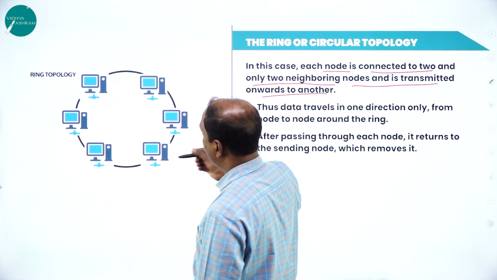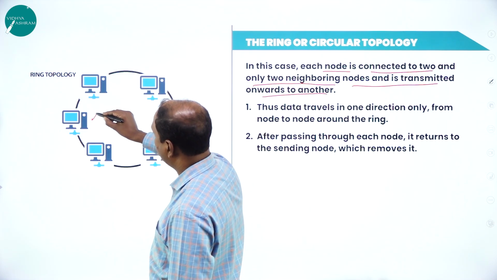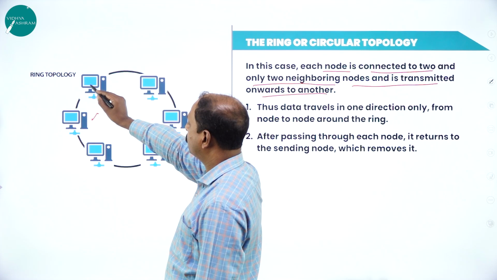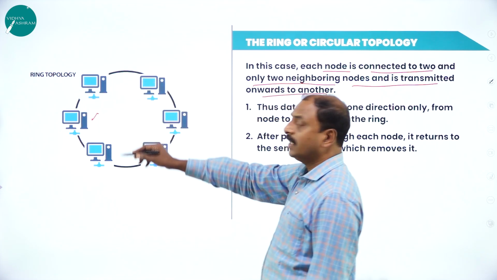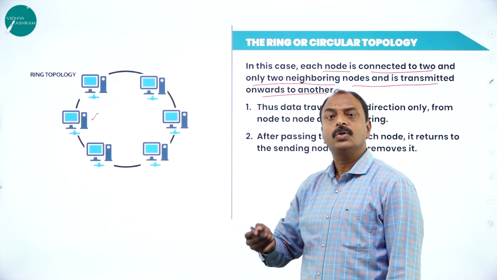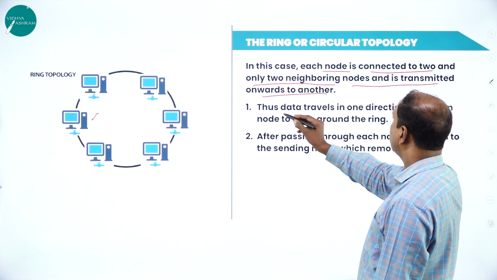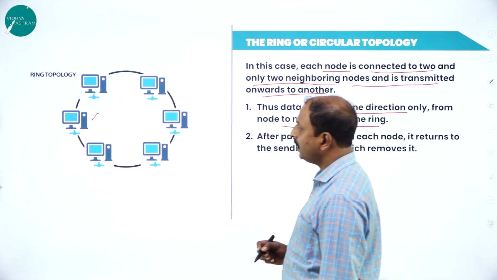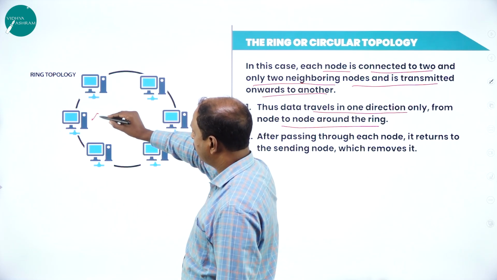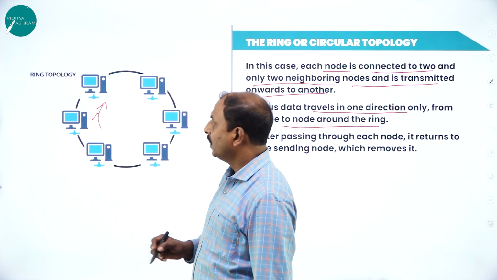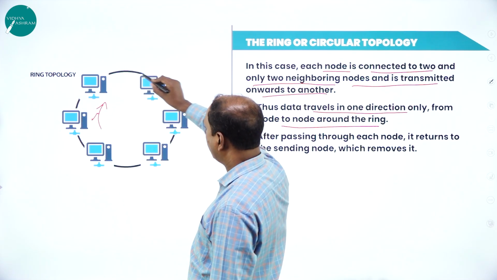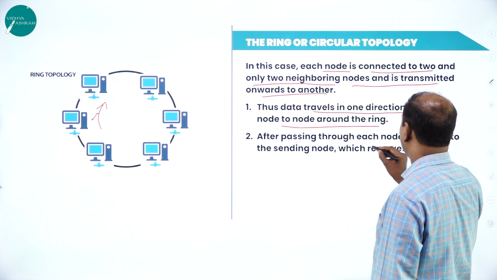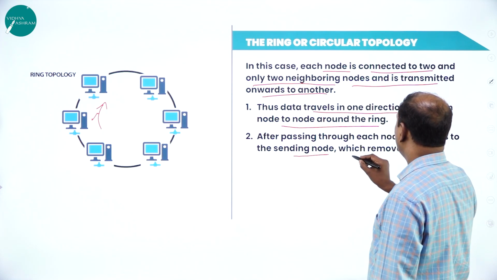And here, as per the definition, this node, for example, is connected to two nodes, one on each side. Similarly, this node is connected to the previous node and the next node. Each computer will be connected to two different nodes, and data travels in one direction only from node to node around the ring. Suppose any data travels in one direction, mostly in clockwise direction. So data will keep traveling over the network in clockwise direction, and after passing through each node, it returns to the sending node, which removes it.